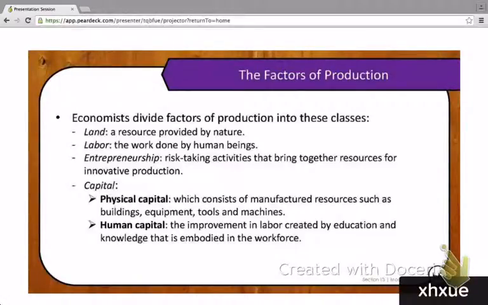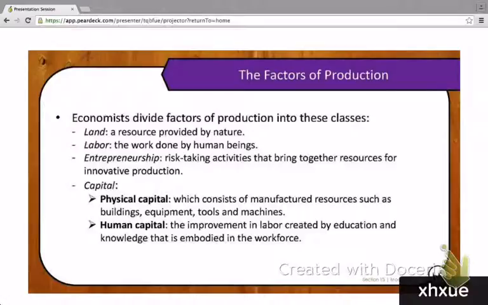Human capital consists of the improvement in the labor or work that human beings do that's created through education, through knowledge, through training, through experience that is embodied in the workforce. So when you receive education, training, experience, and knowledge, it allows you to do things and produce things and goods and services that you never could before.